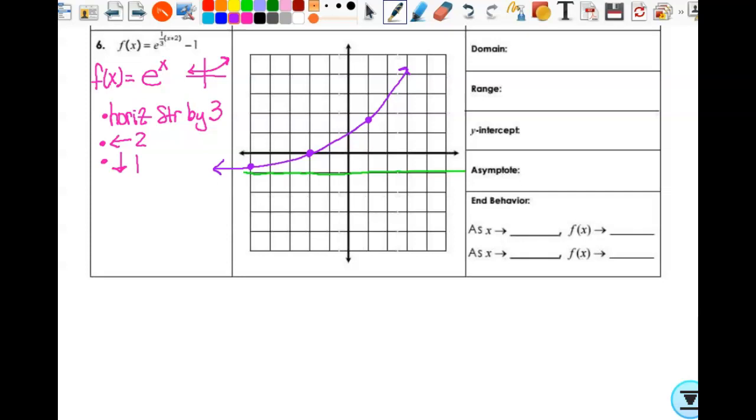All right, so my domain, negative infinity to infinity. My range, where do I start? Negative 1, and I go to infinity. My y-intercept, 0 something. Mine looks like it's at about 1. Yours may or may not look like it's at about 1 because we didn't actually plot a point. That's just kind of where it went, so I don't get to guess off my graph. I have to go figure it out.